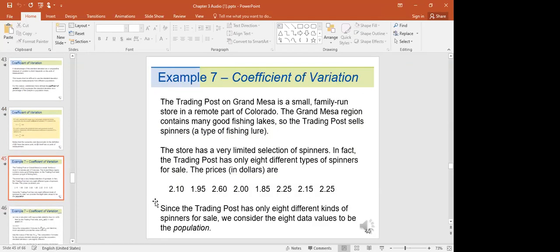Example, we are going to look at this example. The trading post on Grand Mesa is a small family-run store in a remote part of Colorado. The Grand Mesa region contains many good fishing lakes, so the trading post sells spinners. The store has a very limited selection of spinners. In fact, the trading post has only 8 different types of spinners to sell. The prices are given below. Since the trading post has only 8 different kinds of spinners for sale, we consider the 8 data values to be the population.